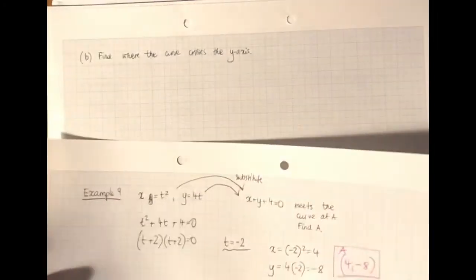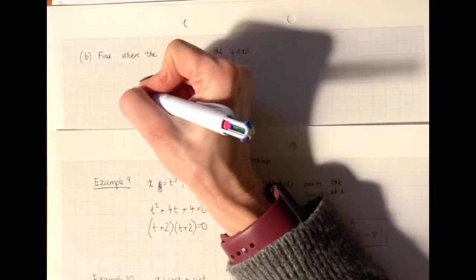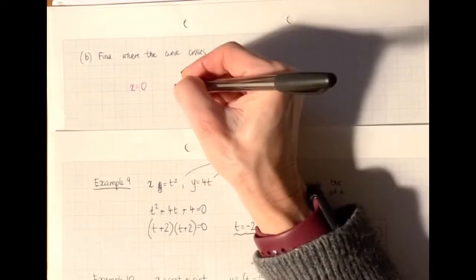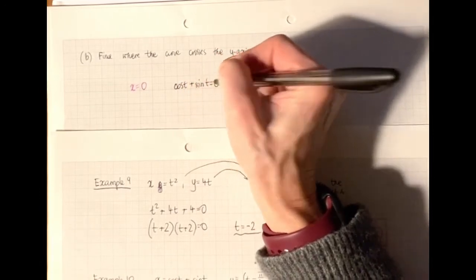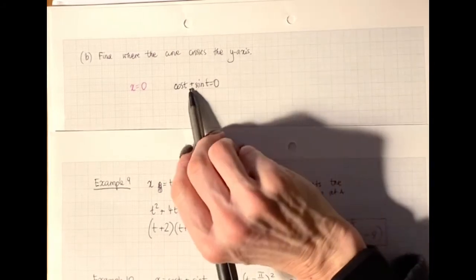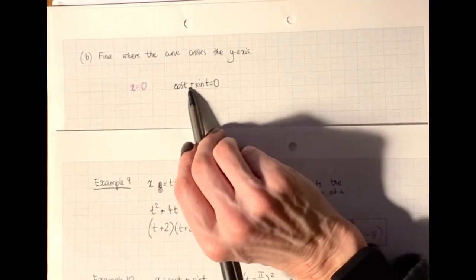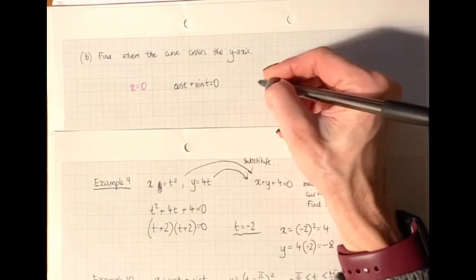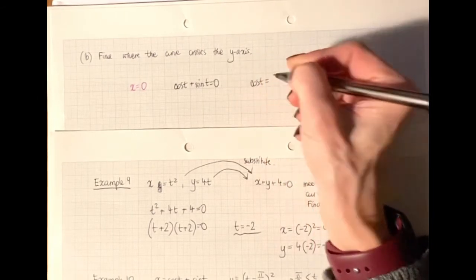Okay, so for part B, we've been asked to find where the curve crosses the y-axis. So the y-axis is going to be when x is equal to 0. So we are going to solve cos t plus sine t equals 0. So this is a typical multiple of cos equals a multiple of sine, or a multiple of cos plus or minus a multiple of sine equals 0, will lead to a tan equation. So let me just quickly rearrange it just so you see.